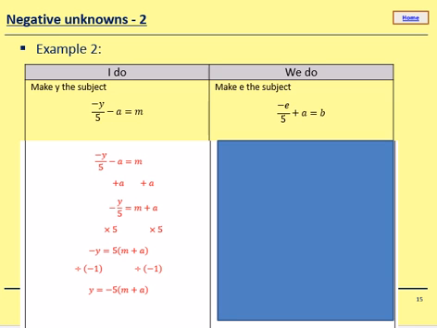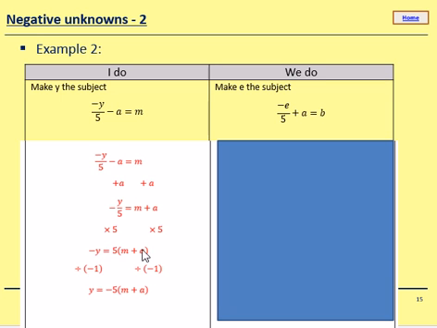And for the next two examples, we've got negative y divided by 5, take away a equals m. First step, get rid of the take away a by plussing a to both sides. That leaves us with negative y divided by 5 equals m plus a. Then let's get rid of this 5 on the bottom. We're dividing y by 5, let's times by 5. Let's do the opposite to get rid of it. That leaves us with negative y equals 5 bracket m plus a.